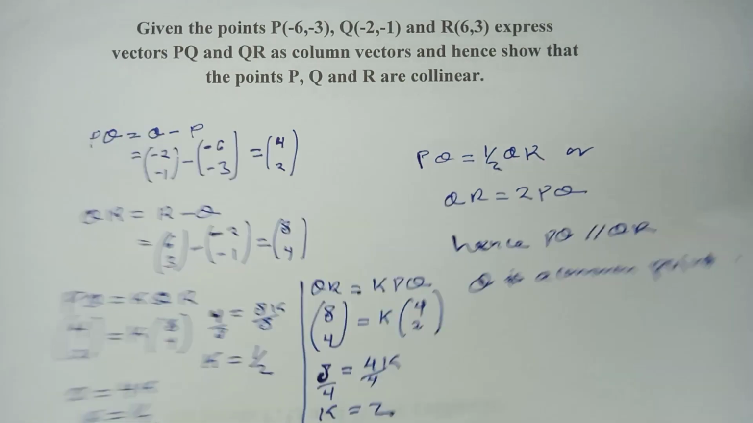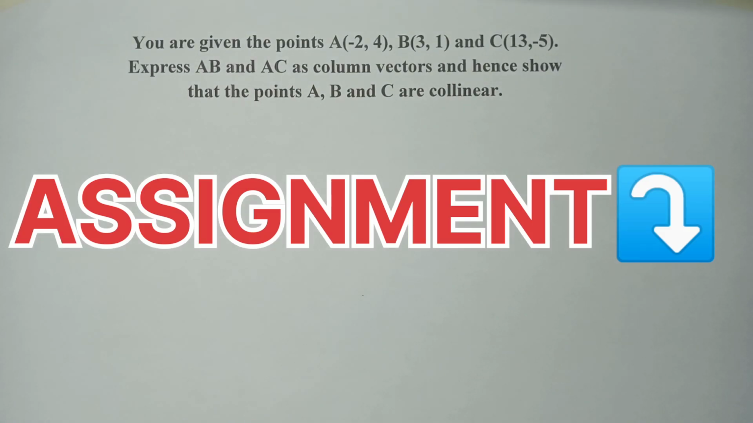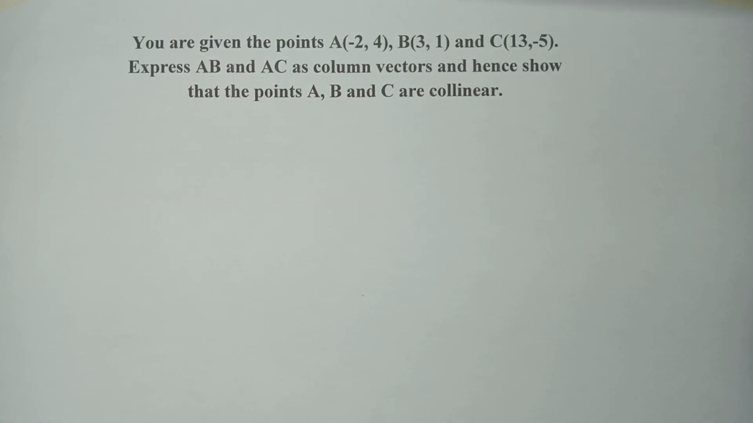You can try this as a follow-up. You are given the points A, B, and C. Express AB and AC as column vectors, and hence show that the points A, B, and C are collinear.